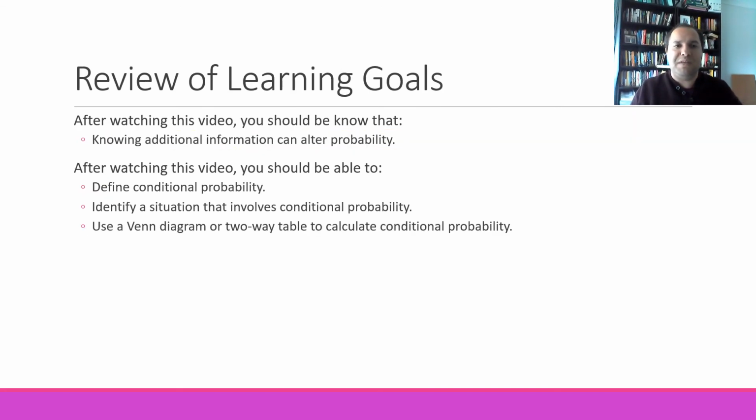Alright, so after watching this video, you should be able to realize that knowing additional information can alter probability. That's the whole idea behind conditional probability. And then you should be able to define conditional probability and identify situations that involve conditional probability by looking for if and then statements in your question, and then use either a Venn diagram or a two-way table to calculate conditional probability.